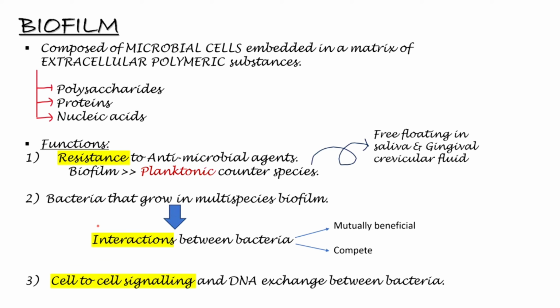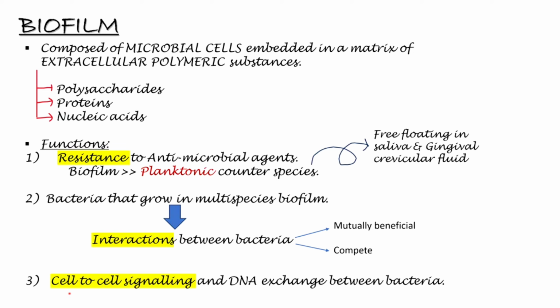Bacteria that grow in a multi species biofilm interact closely with neighboring cells. Sometimes these interactions are mutually beneficial, as when one organism removes another organism's waste products and uses them as an energy source. In other instances, bacteria compete with their neighbors by secreting antimicrobial molecules such as inhibitory peptides and hydrogen peroxide that might kill the other species.